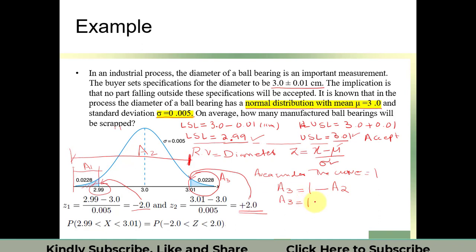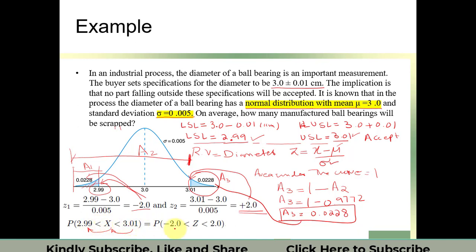I will write here 1 minus 0.9772, and we get A3 is equal to 0.0228. This is the probability for A3, for this region, 0.0228. And again, the value that we calculated for minus 2 from the table was quite obvious, 0.0228. So the whole probability for that random variable will lie between 2.99 and 3.01.